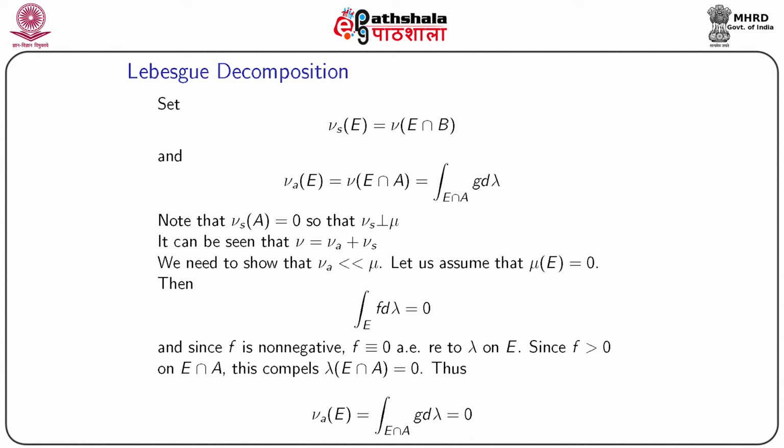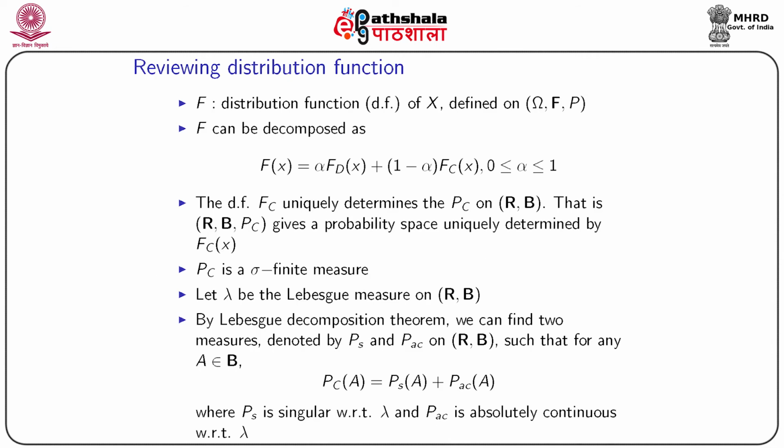Since f is greater than 0 on E intersection A, this compels that lambda of E intersection A must be equal to 0. Thus, nu of A intersection E is equal to the integration over E intersection A of d lambda, which is equal to 0. Now this is the decomposition we have, we call it the Lebesgue decomposition. Now we can apply this Lebesgue decomposition in the case of a distribution function.